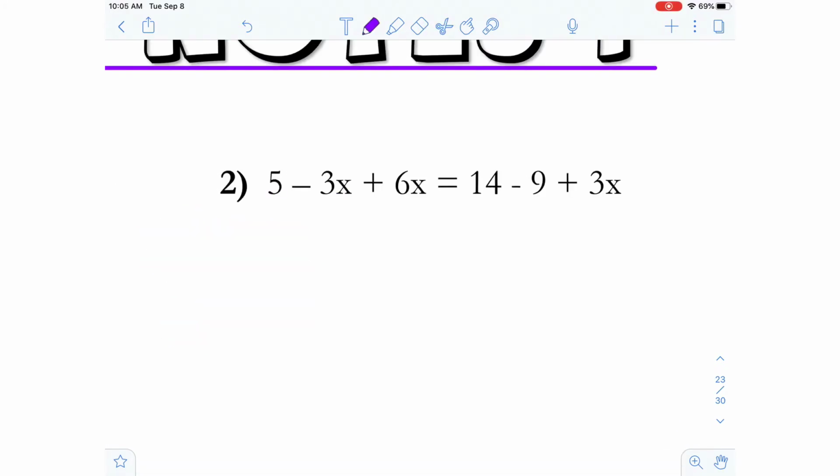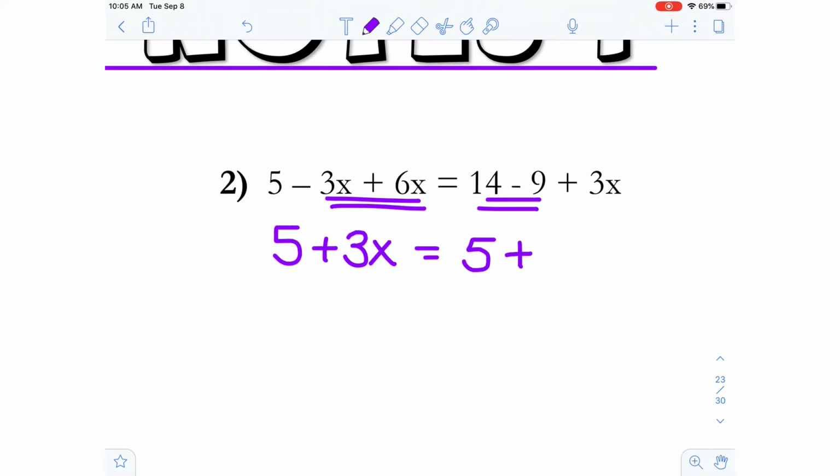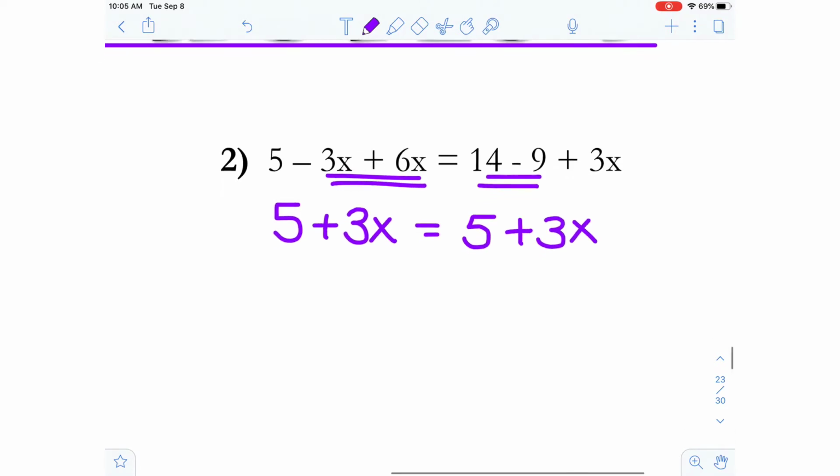So I am going to solve this very similarly to the last one. I'm going to combine my like terms on the left side. I get a 5, negative 3 and 6 gives me a plus 3x. And on the right side, I'm going to do the same. 14 minus 9 gives me a 5, and drop down the plus 3x.